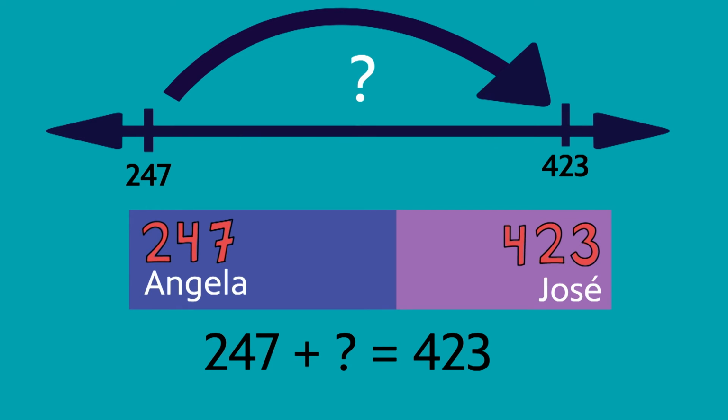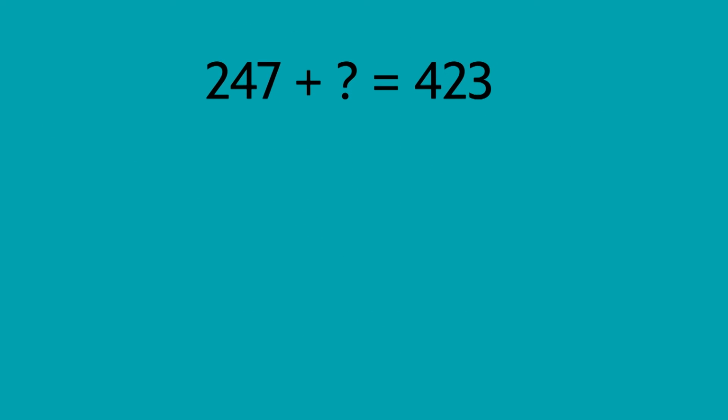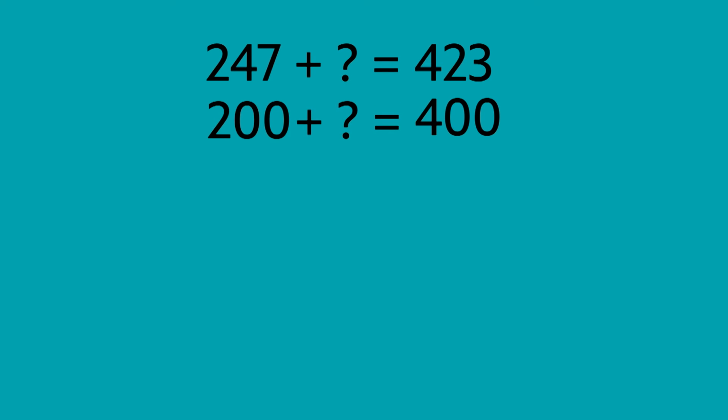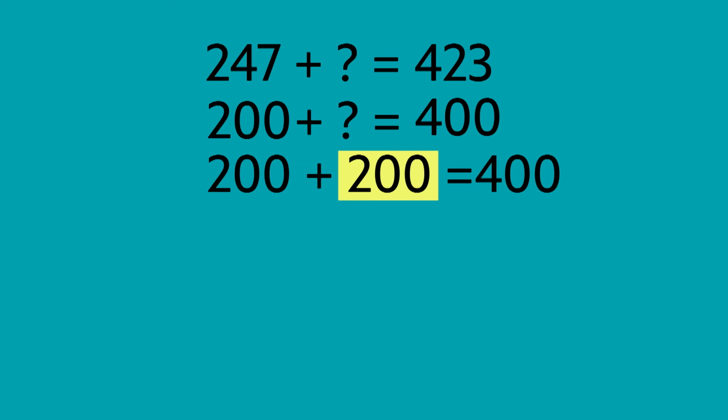Before we solve, let's estimate the missing addend so that we'll know if our solution is reasonable. I'm going to estimate by rounding to the nearest hundred. So 247 is closest to 200, and 423 is closest to 400. So that's 200 plus something equals 400. That would be 200. Angela would need about 200 more points to tie her brother. Okay, ready to solve? Let's start by looking at our equation again.